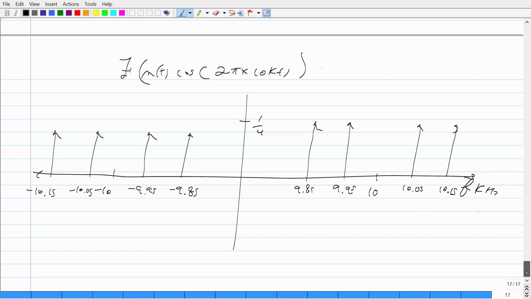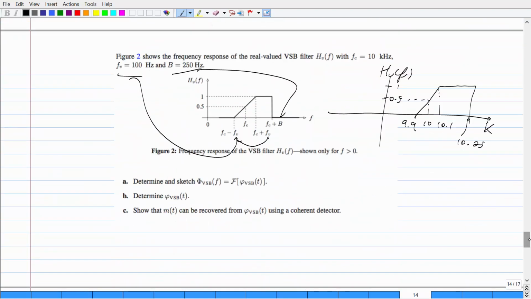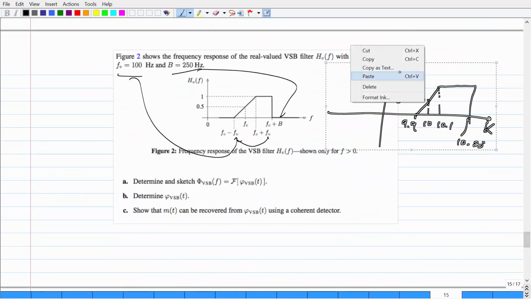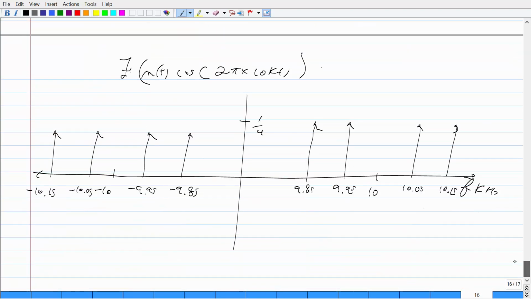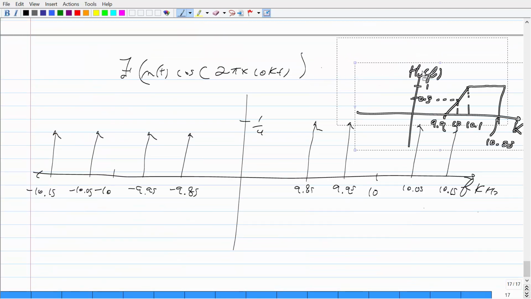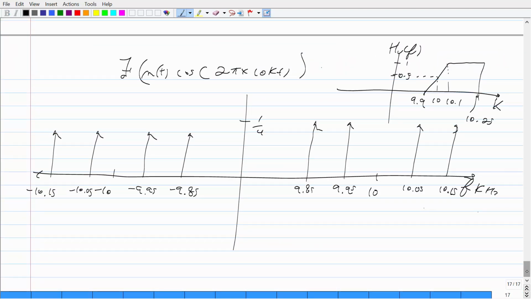Now all you have to do is put it through a vestigial sideband filter. So let me copy this, and then we're going to put it through this filter. I'm going to have this here as a reference. If you take a look, this is linear. So in between 9.95 and 10.05, because this is linear, this is halfway, this becomes 1/4, and this becomes 3/4.